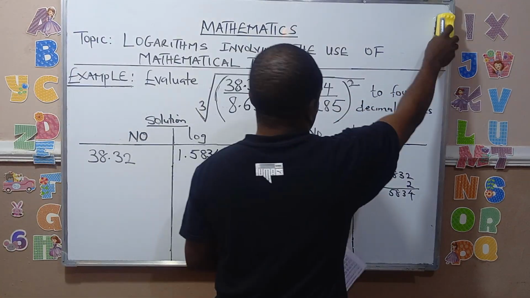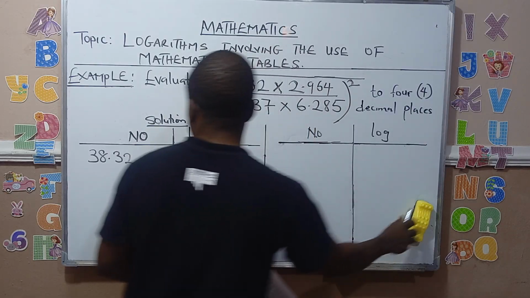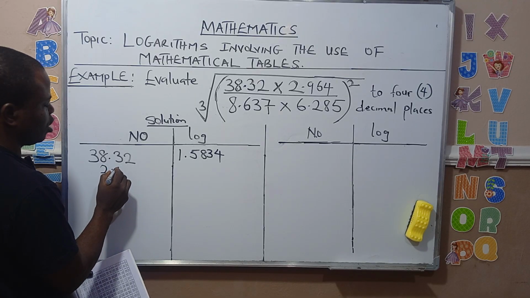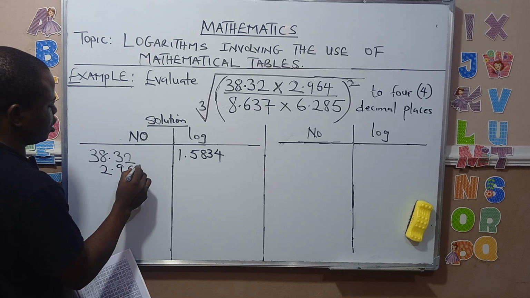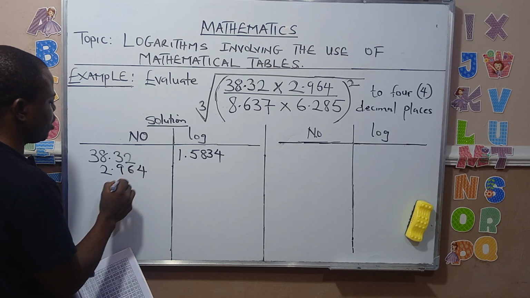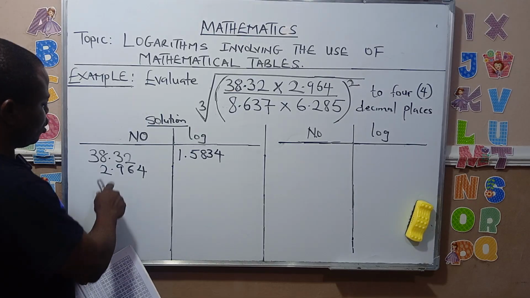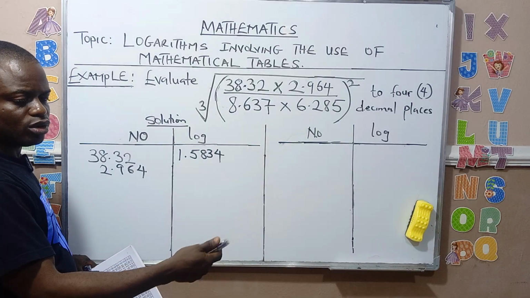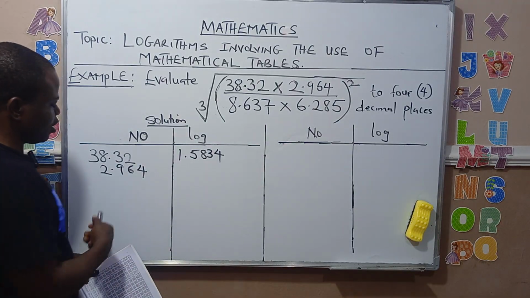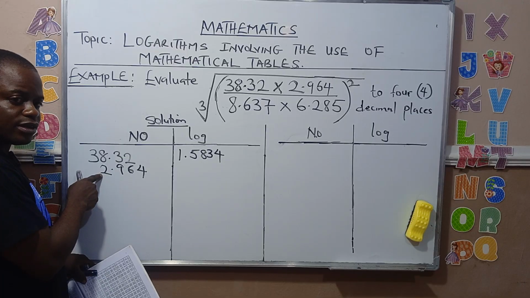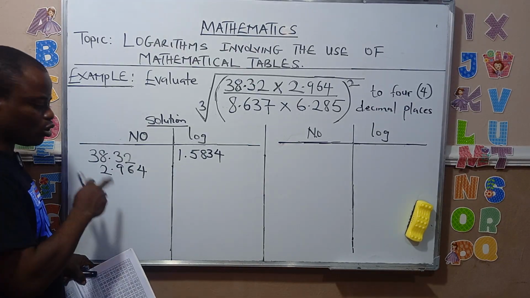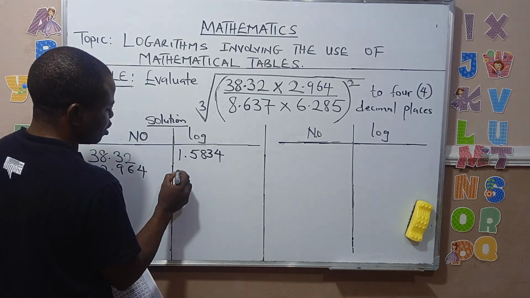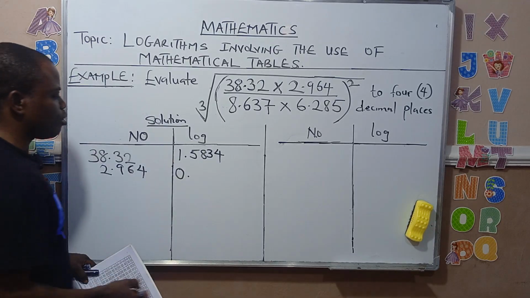Now let's go to the second number. The second number is 2.964. How many numbers do you have before decimal? It's 1 number. Now say 1 minus 1. You must always subtract 1 from the number. You're not subtracting 1 from the 2 that you are seeing. We are subtracting it from 1 because we have 1 number before decimal. That's 1 minus 1. You get your characteristics to be 0.